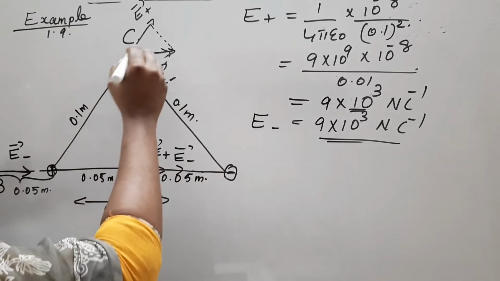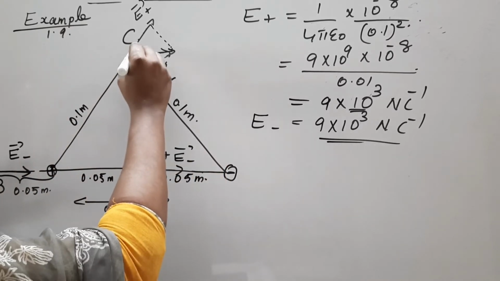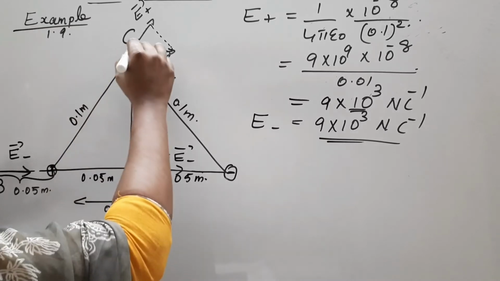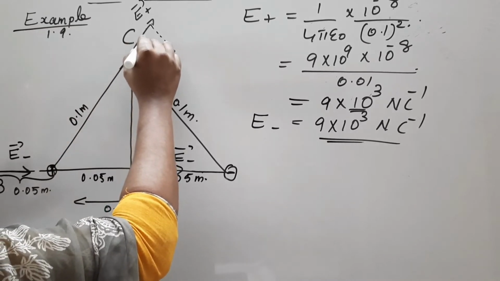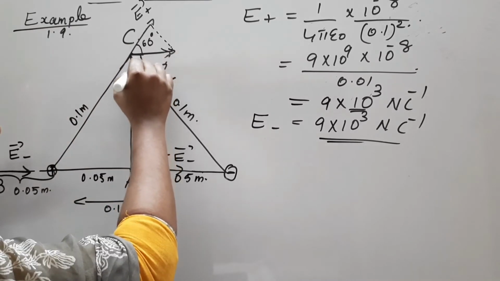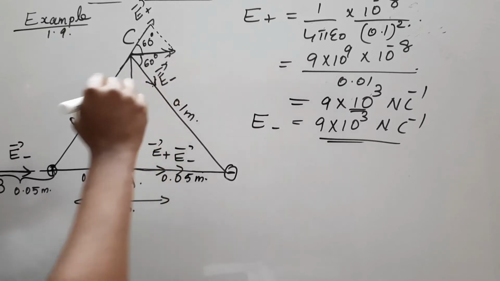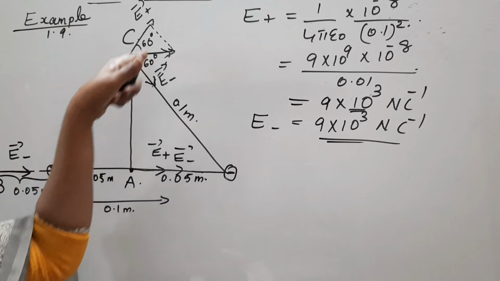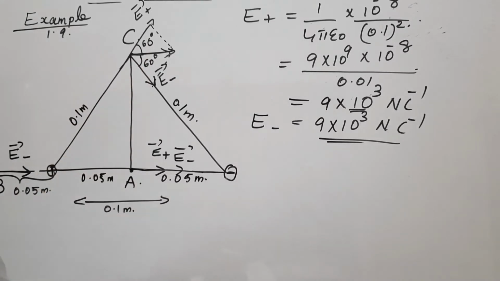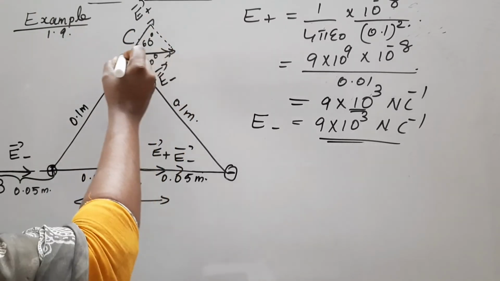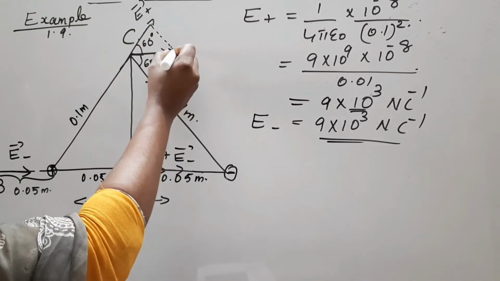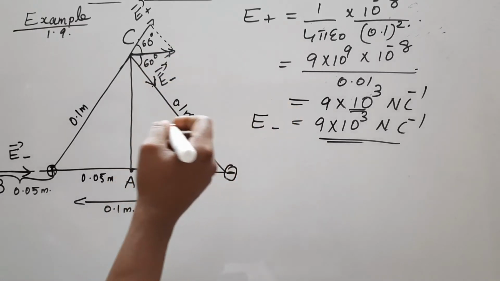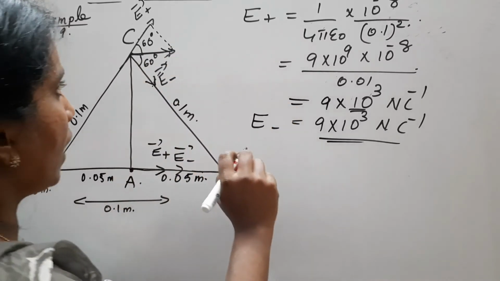equilateral triangle, this angle will be 60 and this angle also will be 60. And this angle also will come out to be 60. So both the angles are 60. So actually the angle between E plus and E minus will be 120 degree. So the direction of the net electric field is in this direction, and magnitude we can find using parallelogram law.